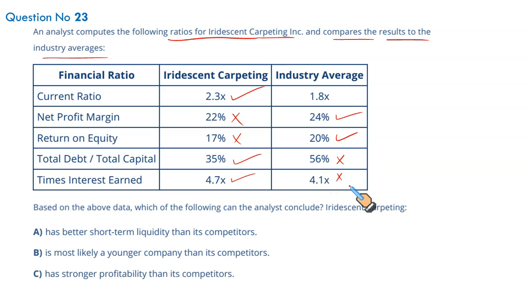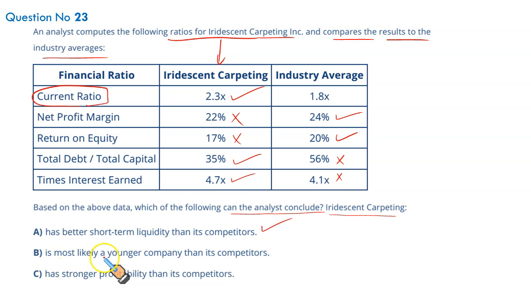What exactly do we need to look for? Based on the above data, which of the following can the analyst conclude? Iridescent Carpeting has better short-term liquidity than its competitors. Liquidity is measured through current assets over current liabilities, called the current ratio, and it definitely is better than the industry. This is true. Your liquidity is better than the industry average.